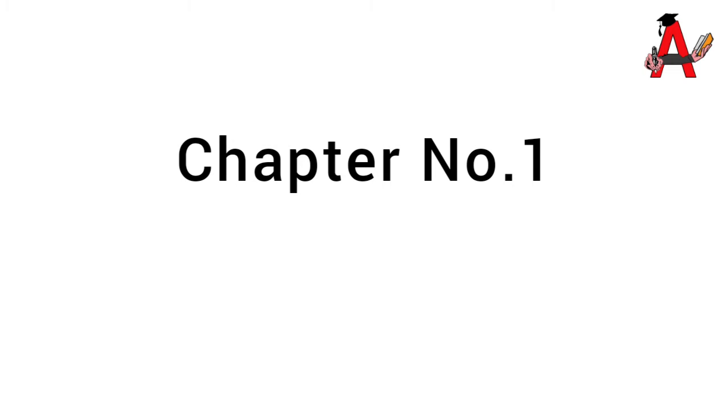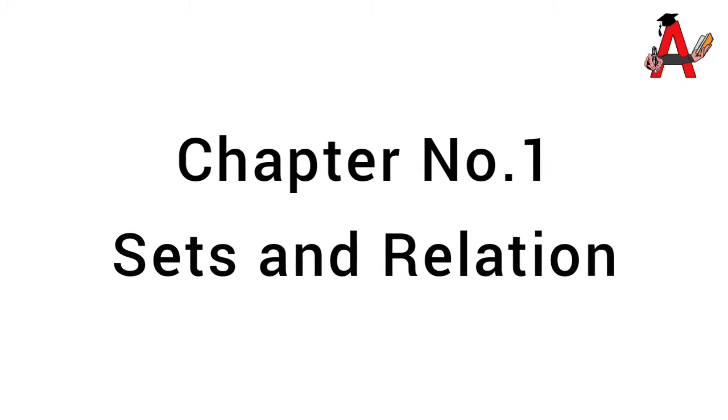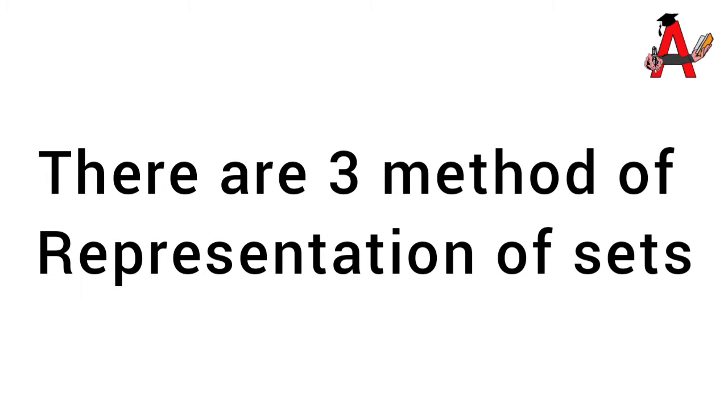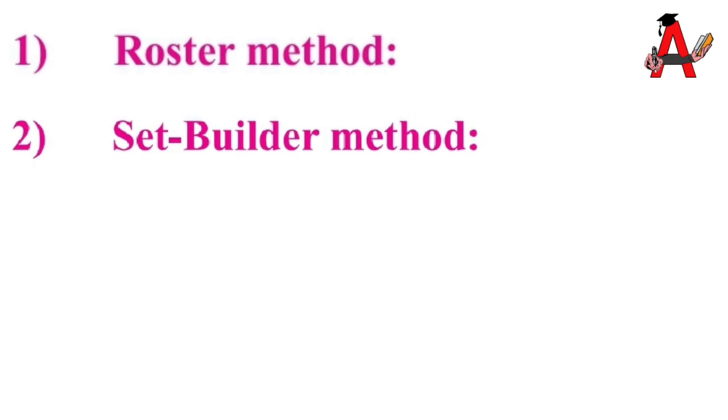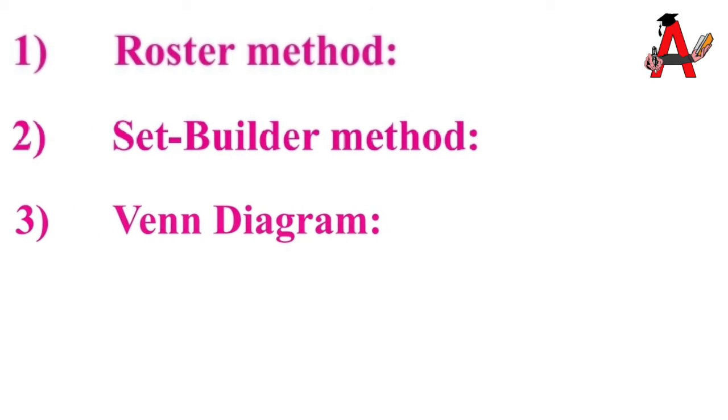In this first chapter called sets and relations, we will understand about sets. There are three methods of representation of sets. The first method is called the Roster method. The second method is called the set builder method. And the third method is called a Venn diagram. Let us understand each one by one.